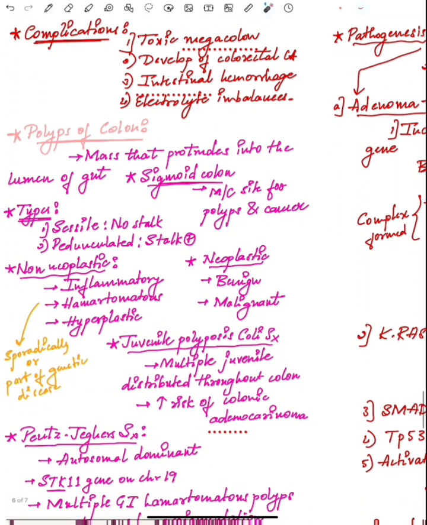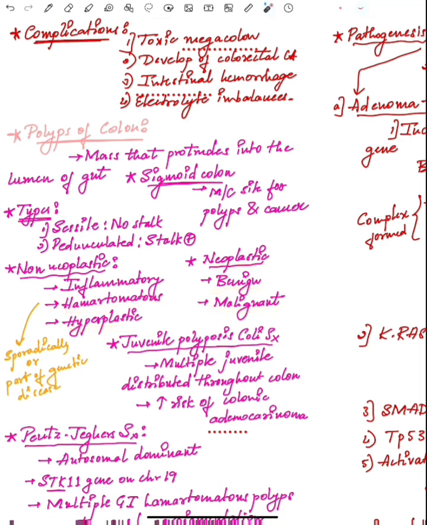Now coming to polyps of the colon. Polyps are masses that protrude into the lumen of the gut, mainly the sigmoid colon, the most common site for polyps and cancer. The polyps are of two types, that is sessile, where there is absence of the stalk, and pedunculated, where the stalk will be present. There is another classification, that is non-neoplastic type or neoplastic type. In non-neoplastic type, it is inflammatory, hamartomas, and hyperplastic. In neoplastic, it is benign or malignant.